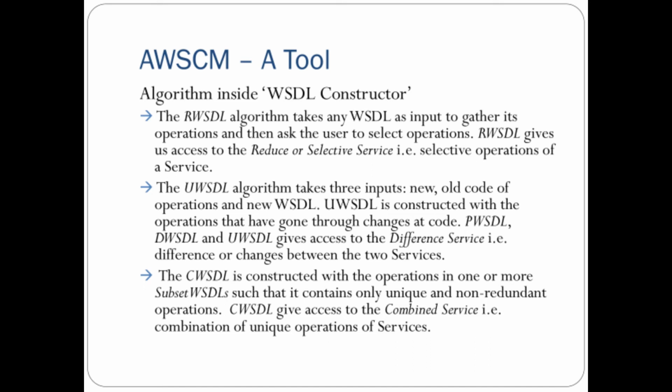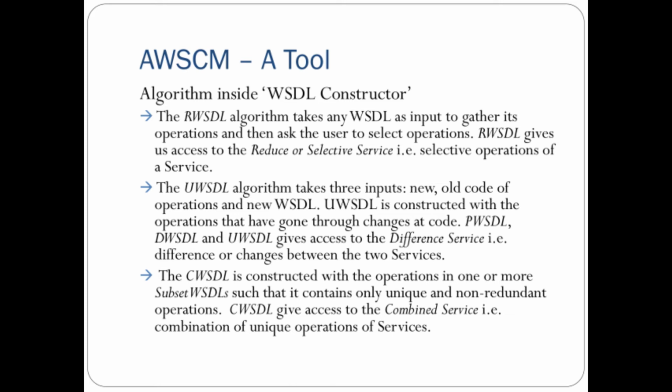Next, this CWSDL means combined WSDL. It is constructed from the operations present in one or more subset WSDLs, and these operations should be unique and non-redundant. This means if one operation is captured from one subset WSDL, then that operation will not be considered for another subset WSDL. So the combined WSDL combines operations which are unique and non-redundant.